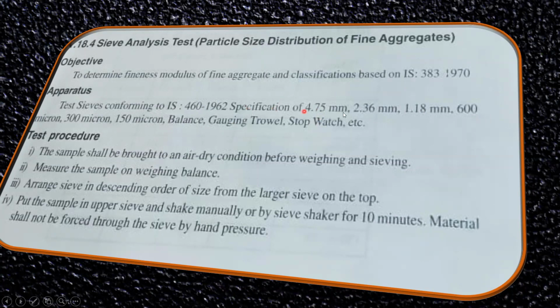Right now, how do you remember this? To remember this, it's very simple. Remember 4.75. This easily we can remember, and half of 4.75 is going to be 2.36. Half of 2.36 is going to be 1.18, and half of 1.18, let's see how much it comes out to be. Yeah, it comes out to be 600 micron. Half of 600 micron comes out to be 300, and half of 300 comes out to be 150. So this is how we need to remember the size of the sieve. Similarly for the coarse aggregate, I'll be explaining the same way.